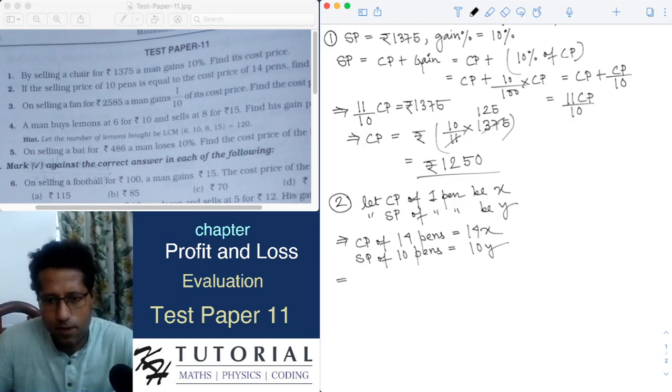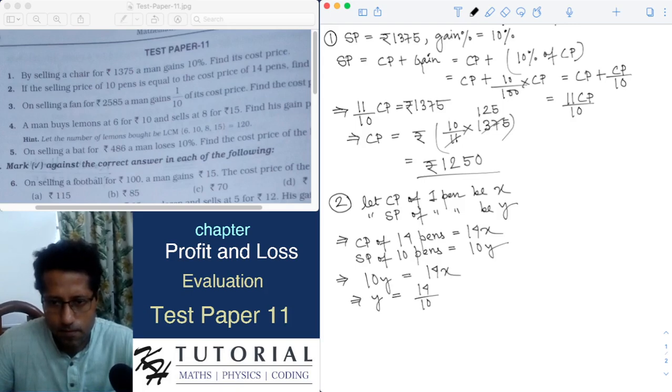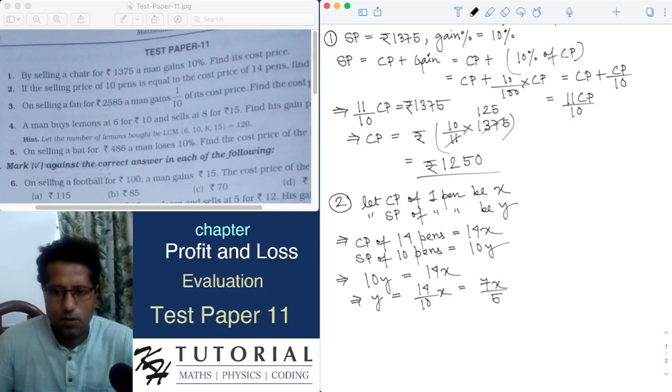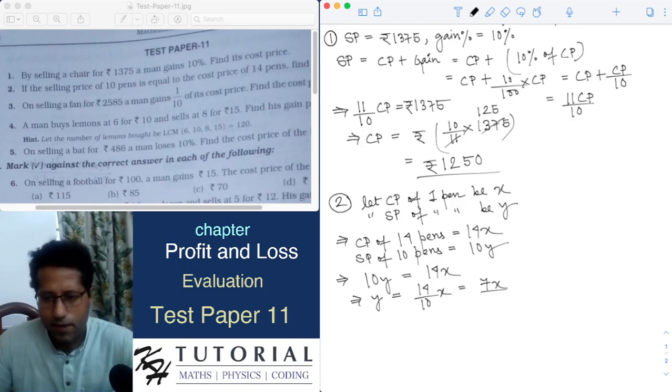Now this implies, it is given that the selling price of 10 pens is equal to the cost price of 14 pens. So we have 10y equals 14x. This implies y equals 14 by 10 x. If you simplify it further, we have 7x by 5. So y is 7x by 5.